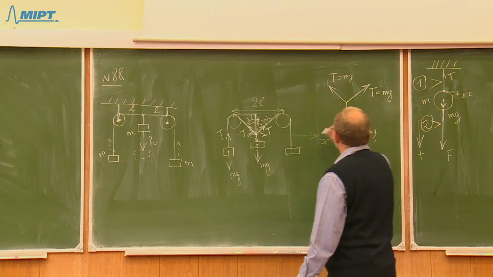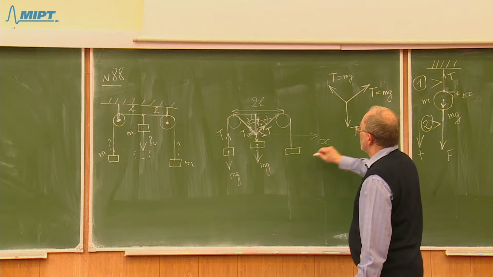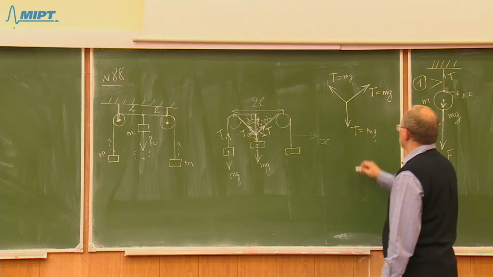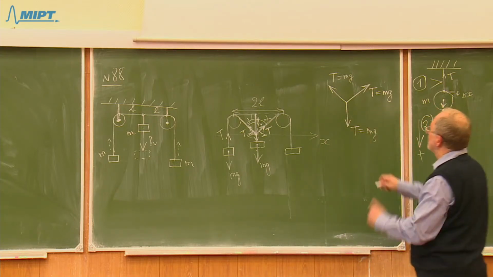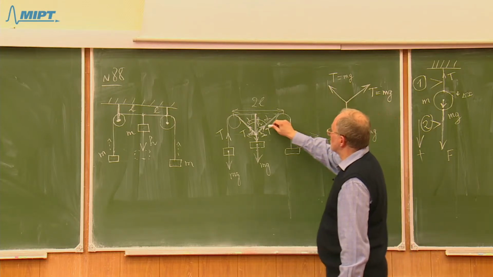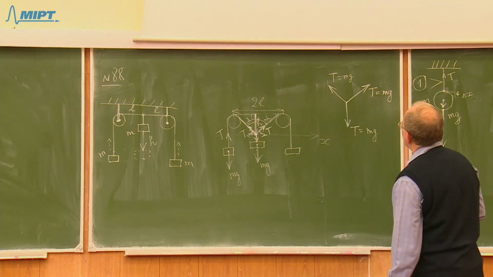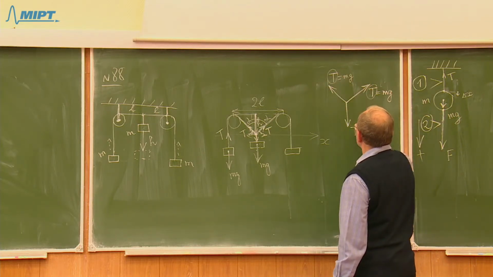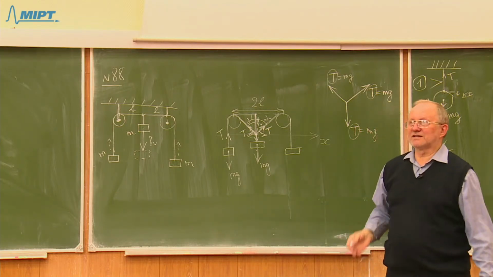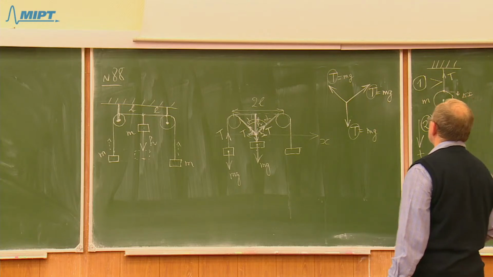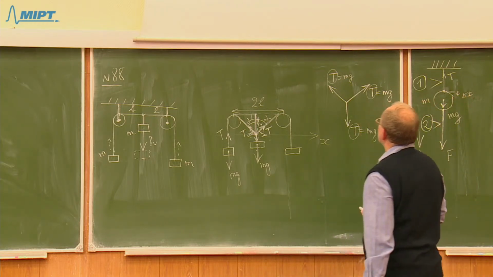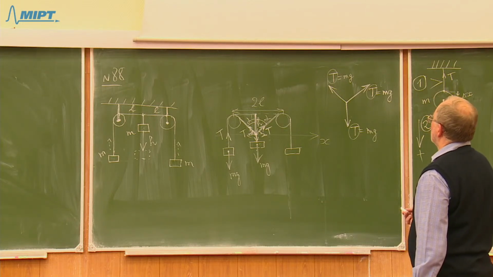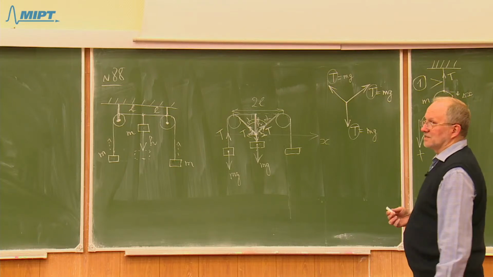So if this body is at rest, then the tension force in this string must be equal to the force of gravity pull, mg. And the same is true for the tension forces in other two strings. And so we have three forces which are the same in magnitude. How should these forces be arranged so that the total sum of these vectors is 0?